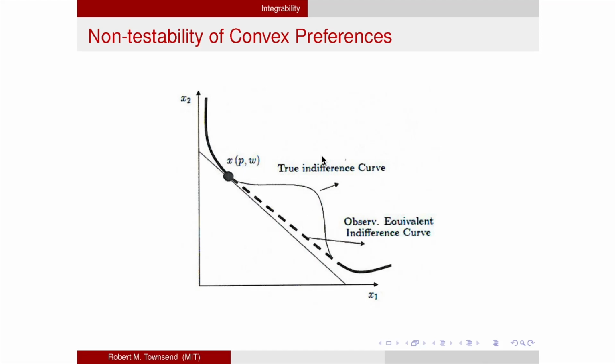Now, this doesn't mean that we can't test for convexity of preferences in other ways, but this whole lecture is about restrictions on data that come from market behavior, maximizing utility subject to budgets. And if that's all we have in the data, we cannot test for convexity.